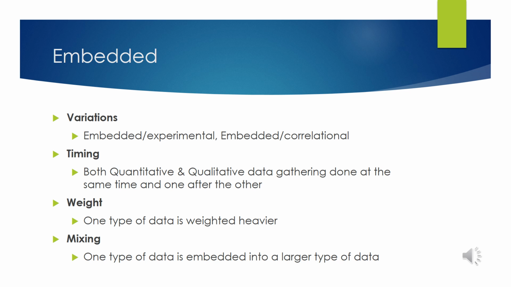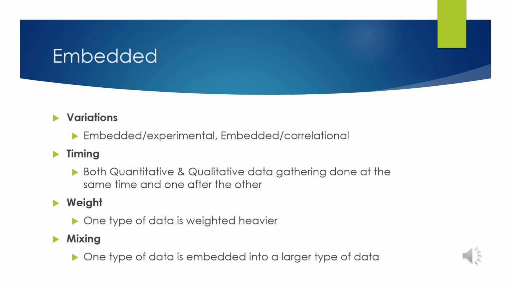The timing, both the quantitative and qualitative data gathered are done either at the same time or one after the other. The weight, again, usually one type is weighted heavier, but it just depends on how the research design was set up. And then mixing, one type of data is just slipped in or given a little component in the larger set of data. So it's just meant to be supportive in nature.